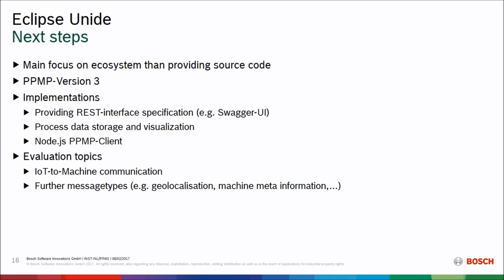And we also have some evaluation topics like the communication from the IoT to the machine, because at the moment we are only able to have the other way around with our current message types. And in this case, we also want to think about and discuss further message types like geolocalization or machine meter information.